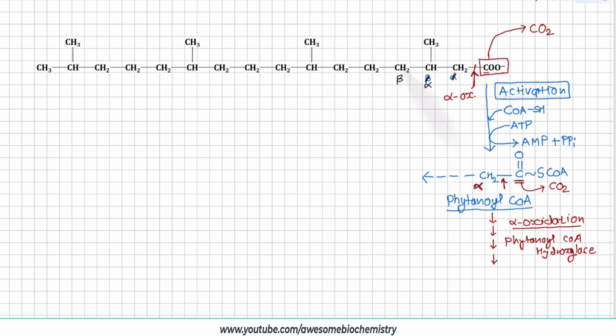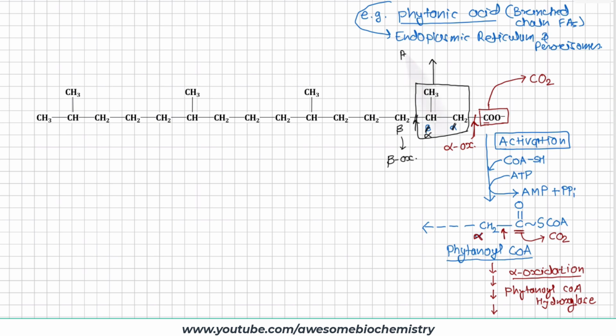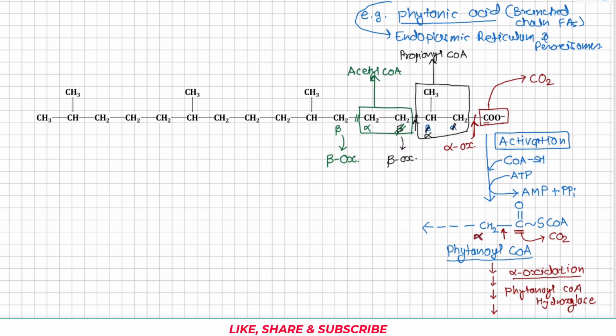As this beta carbon is free of a methyl group, it can now undergo beta oxidation. So this bond gets broken. So this 3 carbon fragment gets released as propionyl coenzyme A. Once this gets removed, this carbon is the new terminal end. So this is the new alpha carbon and this is the new beta carbon. Again, this new beta carbon is free from a methyl group. So it goes into beta oxidation. So this bond gets broken and these 2 carbon fragments get released as acetyl coenzyme A.